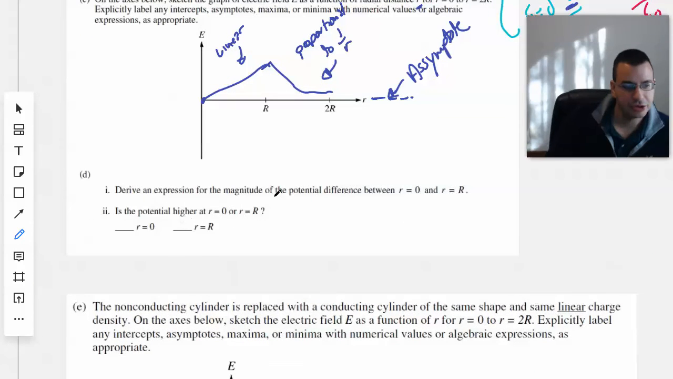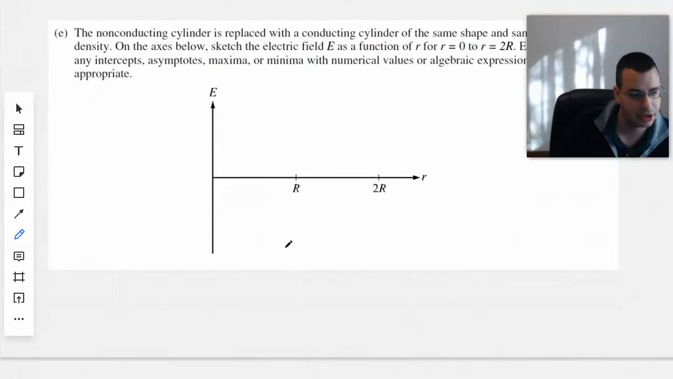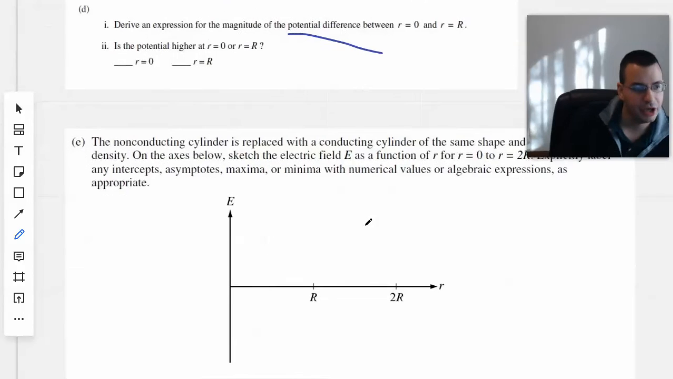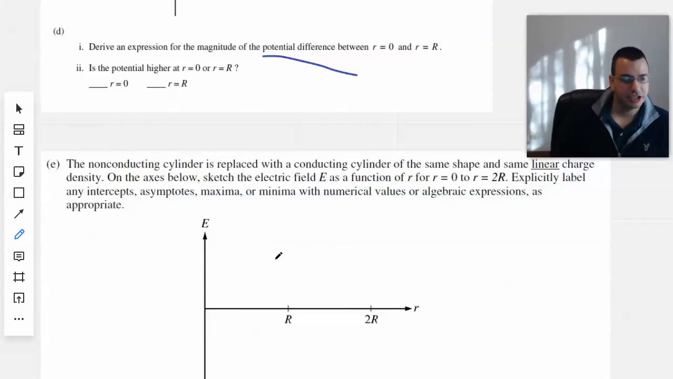Then derive an expression for the magnitude of the potential. We haven't talked about voltage yet, so we're going to pass on that one for now. Come back to it at a later date. The non-conducting cylinder is replaced with a conducting cylinder of the same shape and same linear charge density.